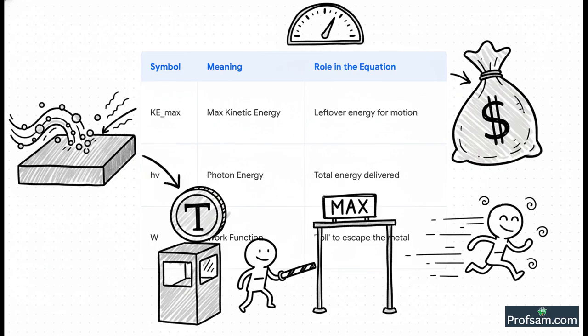Then there's W, which we call the work function. This is like an exit toll, or a ticket price. It's the minimum energy the electron has to pay just to escape from the metal surface. So what's left over? Well, that's KE max, the maximum kinetic energy the electron has to fly away with after it has paid the toll.